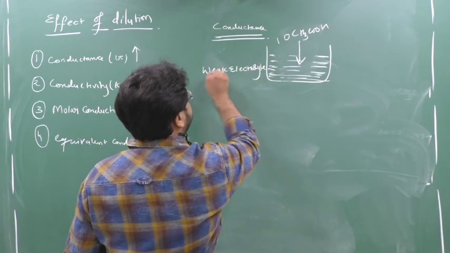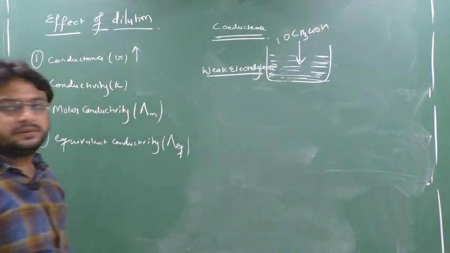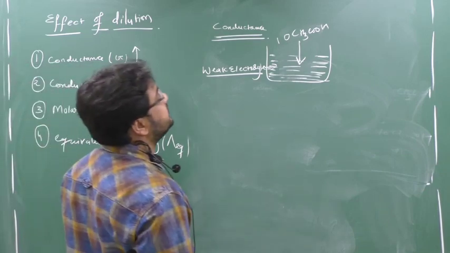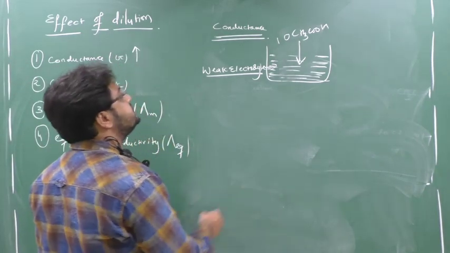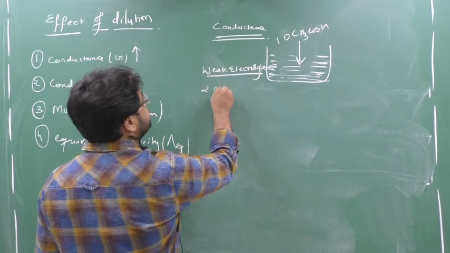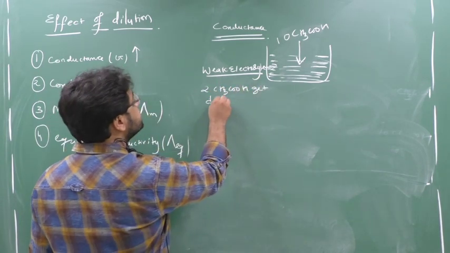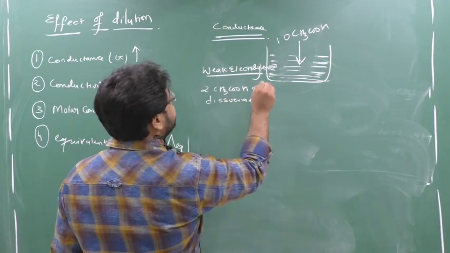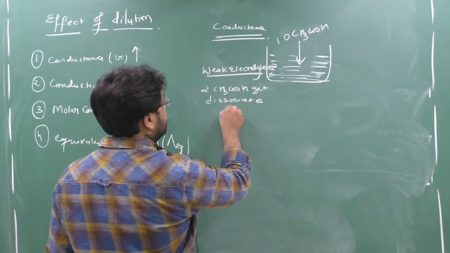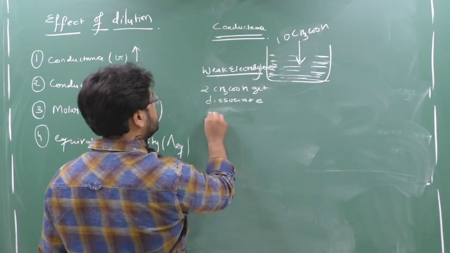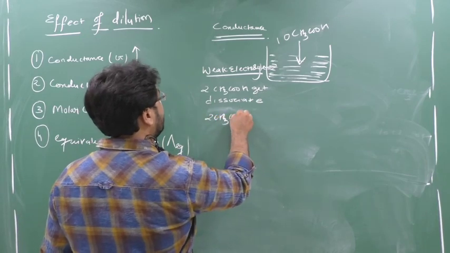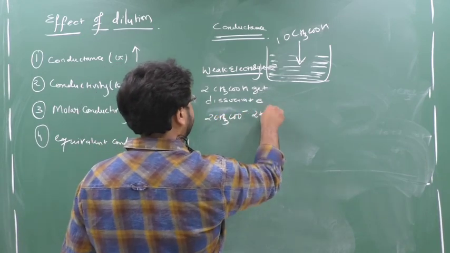So CH3COOH is a which? Weak electrolyte. So as and when I put the 10 CH3COOH, out of 10 CH3COOH, only 2 CH3COOH get dissociated. So 8 remain as they are, yes or no? So I will get 2 CH3COO minus and 2H plus here.